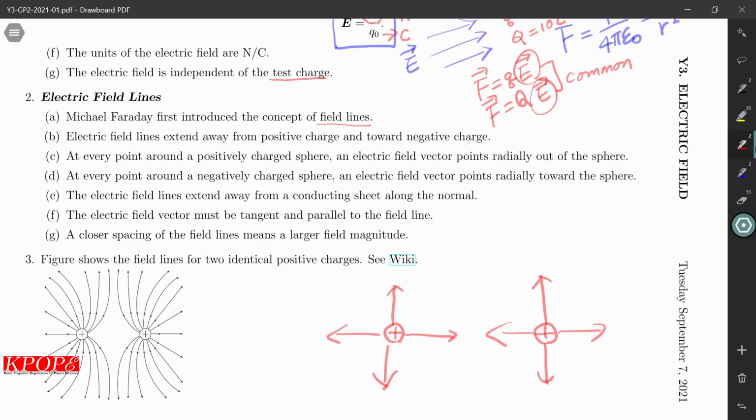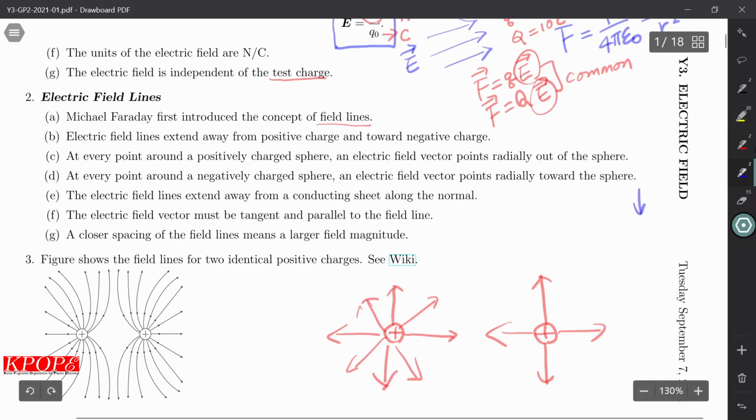B. Electric field lines extend away from positive charge, and extend toward negative charge.